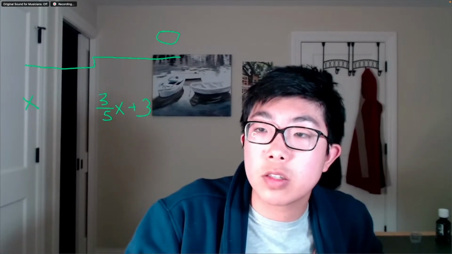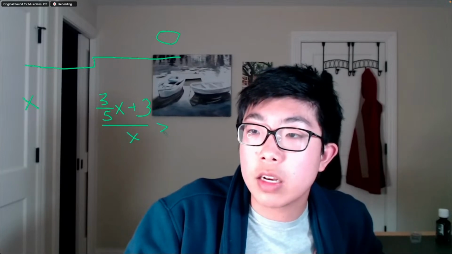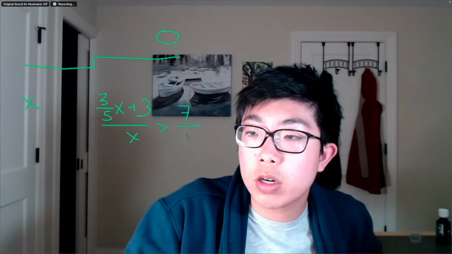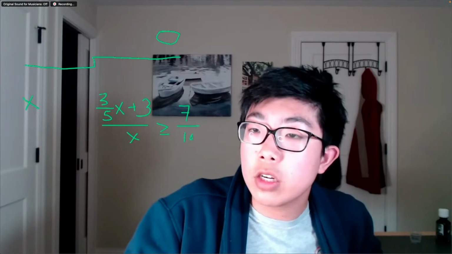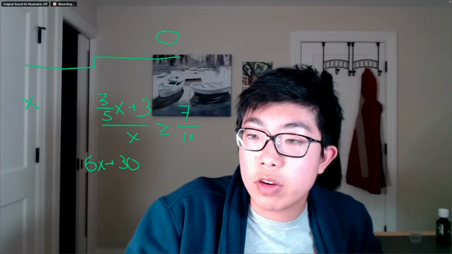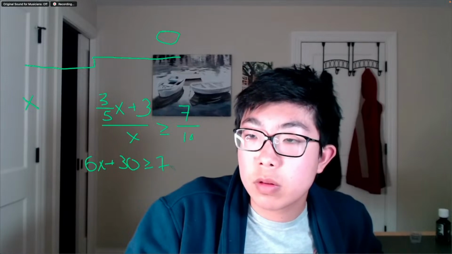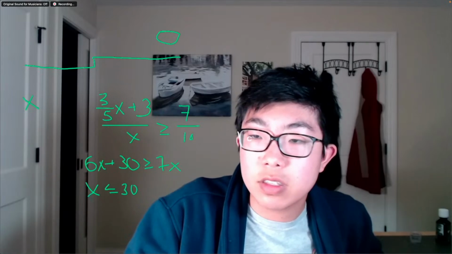So we can write this as 3/5 x plus 3 over x is greater than or equal to 7/10, I guess. And if anyone knows the cross multiplication trick, we can just turn this into 6x plus 30 is larger than or equal to 7x, which means that x is less than or equal to 30. So the largest we're going to be able to make x is 30.